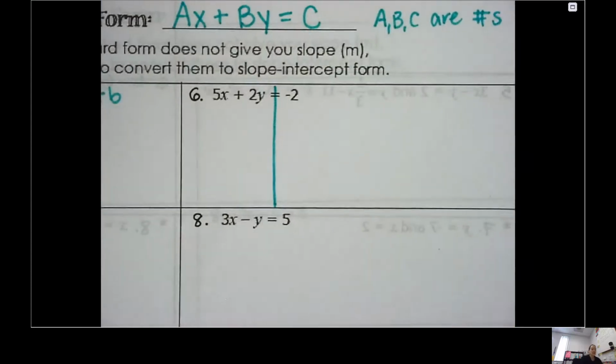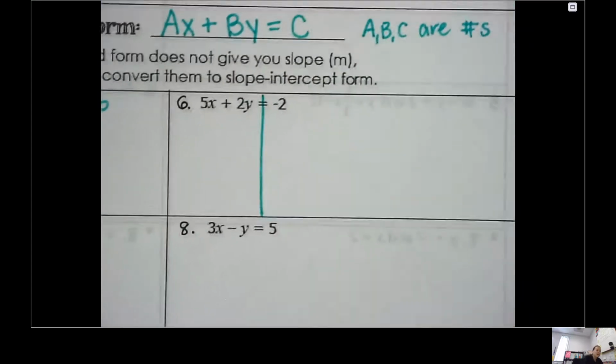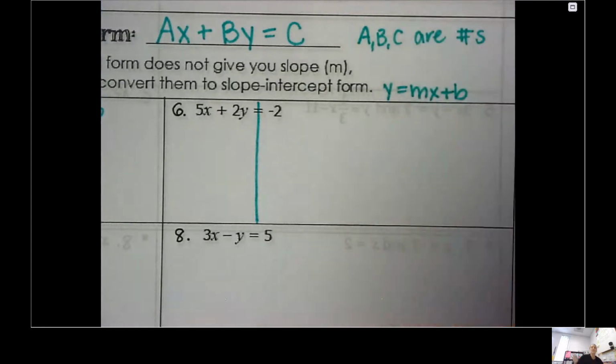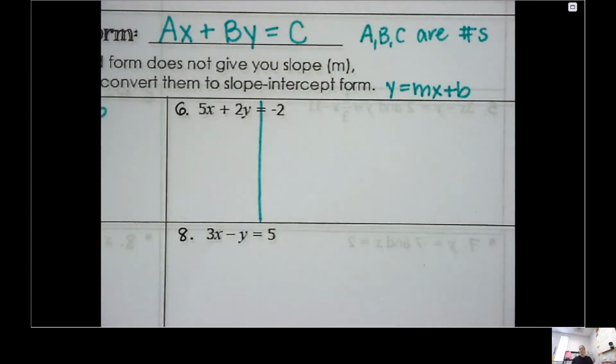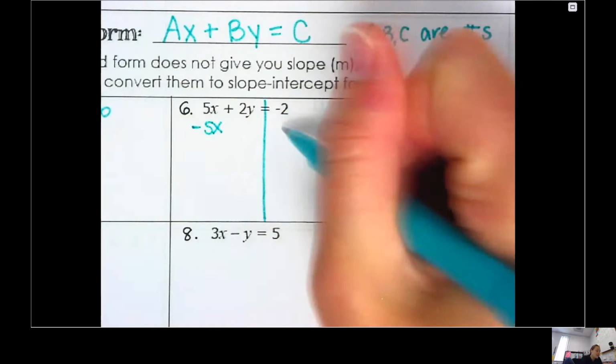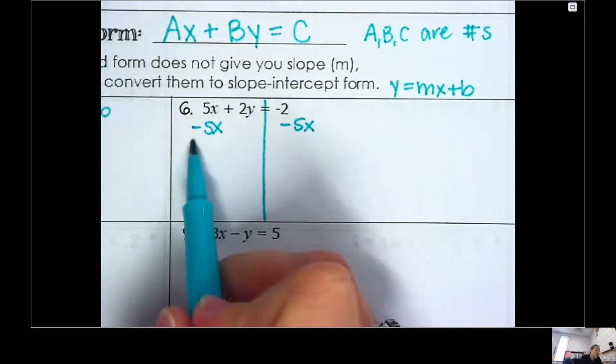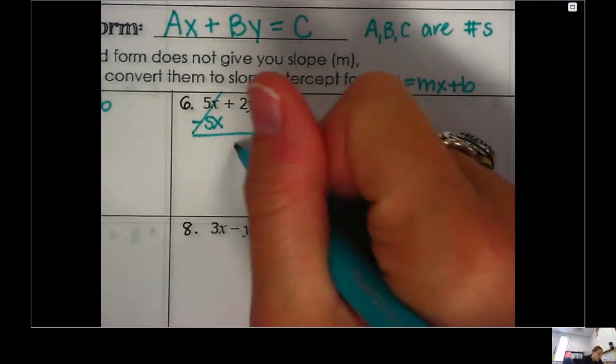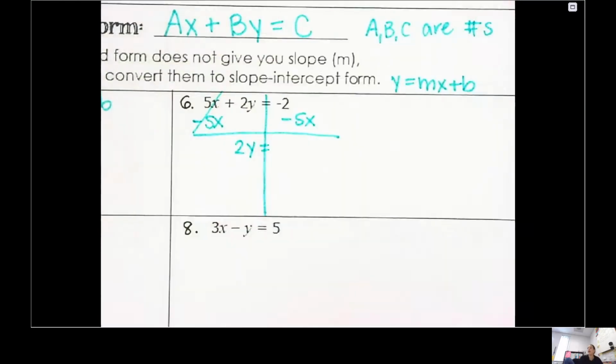All right. Number 6. Again, I want to get it into the form y equals mx plus b, so I want the y to be all alone. What should I move? The 5x. How are you going to move that over to the other side? Beautiful. Okay. On both sides. Look at you guys. Look at you go.